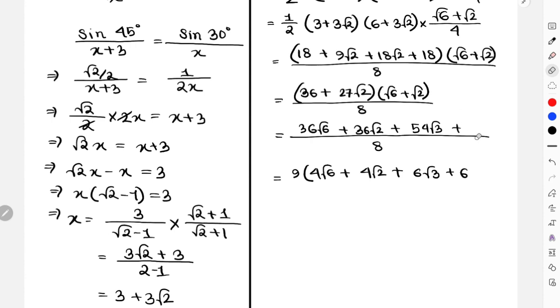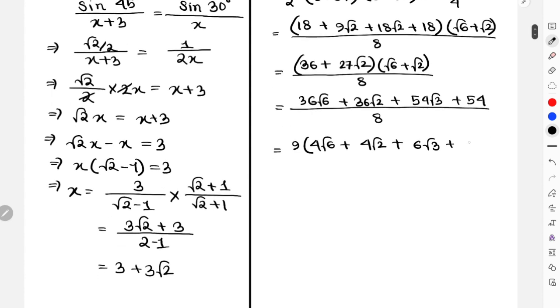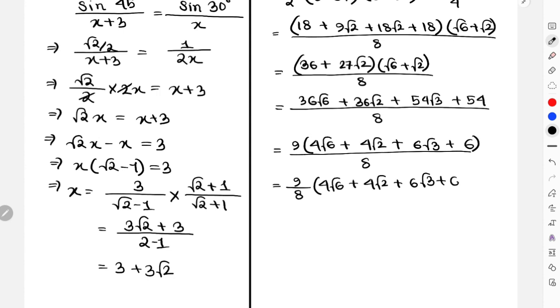27 into 2 is 54. This is 54. So yeah, this is again going to be 54. So this will be 6 again, and divided by 8. They have written this exact thing, they just wrote the fraction in front. So you have 4 root 6, 4 root 2, 6 root 3 plus 6. So this is the final answer.